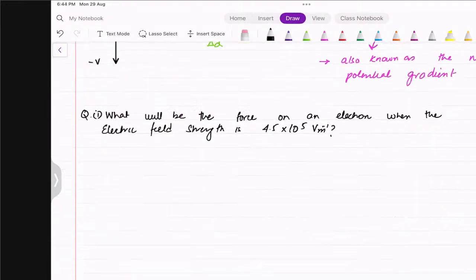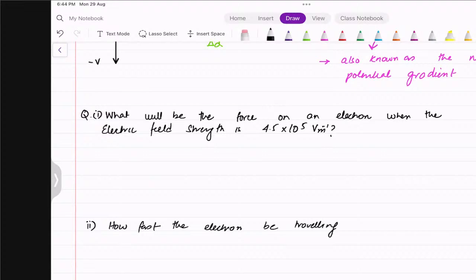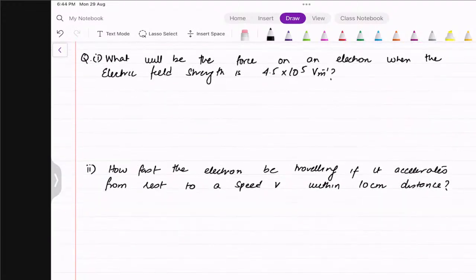Then in the next part they say, how fast will the electron be traveling if it accelerates from rest to a speed v within 10 centimeter distance. Okay, so this is the next question, and the third one.